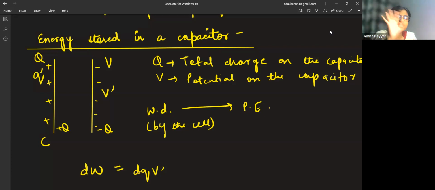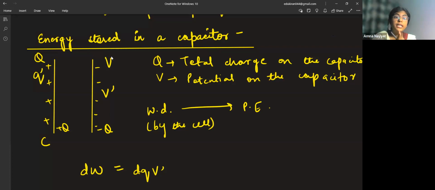So suppose this is a capacitor. Now do not see all these variables, just go step by step. It's a parallel plate capacitor. One plate is positively charged, another plate is negatively charged. Q, capital Q is the total charge on the capacitor, and this capital V is the potential on the capacitor.